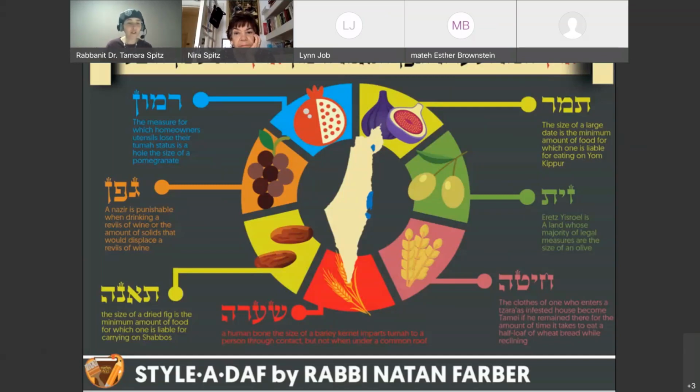Other things we just learned recently: we talked about the size of the date, the amount past which you would be liable for eating on Yom Kippur. So we just did that in Masechet Yoma. And the other ones, some have to do with Shabbat, some have to do with impurity. But we see here that it seems to come from the Torah.